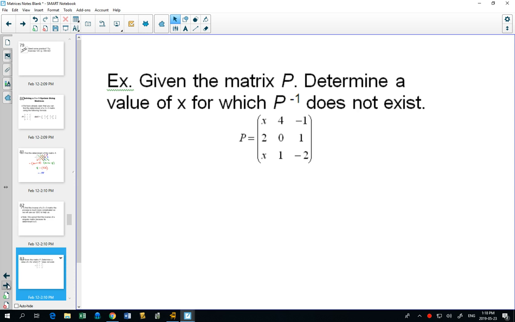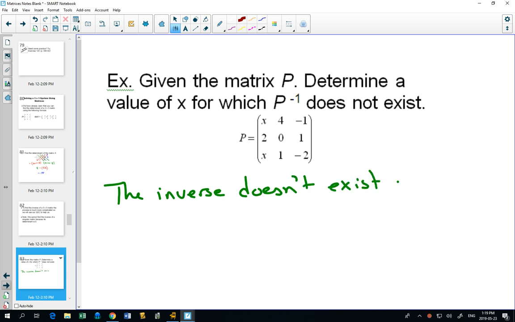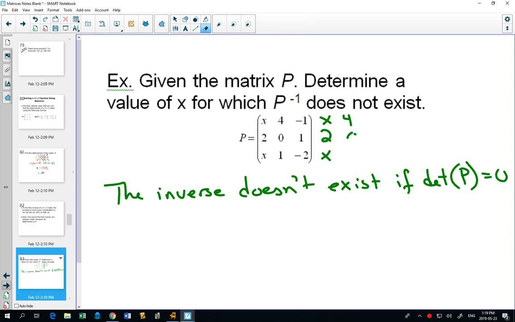For this first question, though, it says find a value of x for which the inverse does not exist. Well, we're going to have to use the idea that the inverse doesn't exist if the determinant of this matrix P is equal to 0. So if we find the determinant of this one, and again, I'm going to rewrite the first two columns.